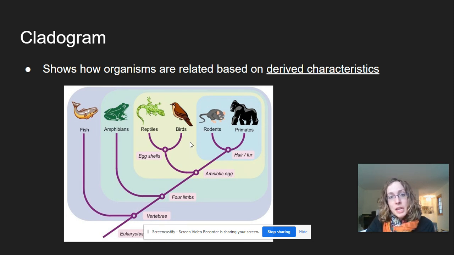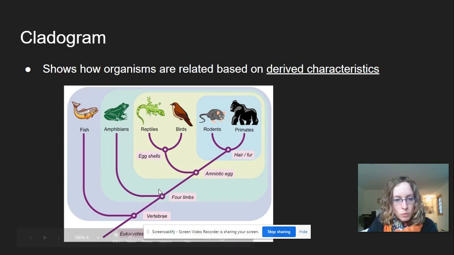A cladogram shows us how organisms are related based on what are called derived characteristics. These are anatomical features that are truly evidence of shared common ancestry. And typically when scientists build a cladogram, they want not just anatomical evidence from the body, but they also want genetic evidence to back it up as well.